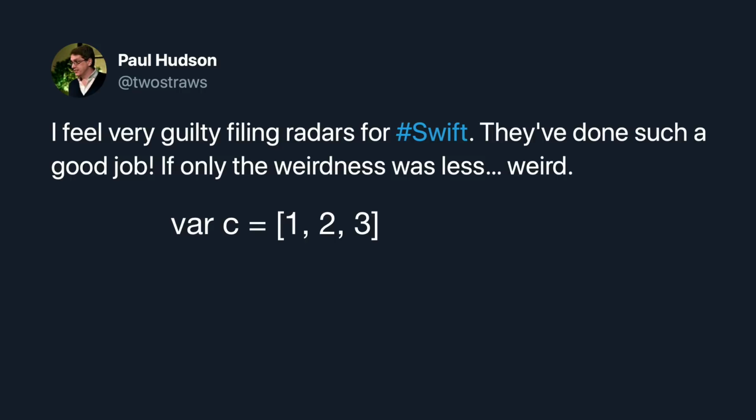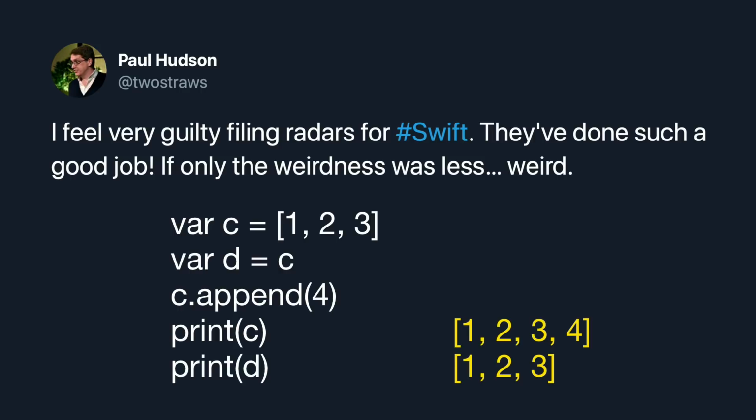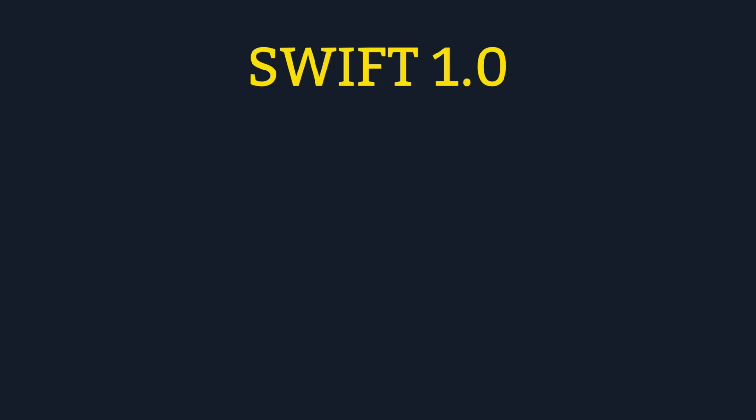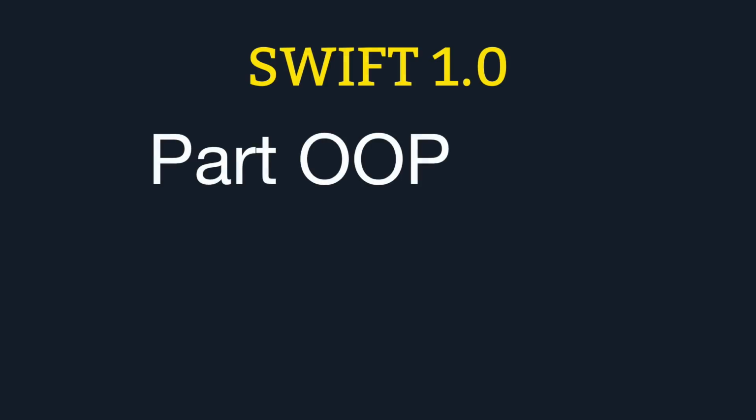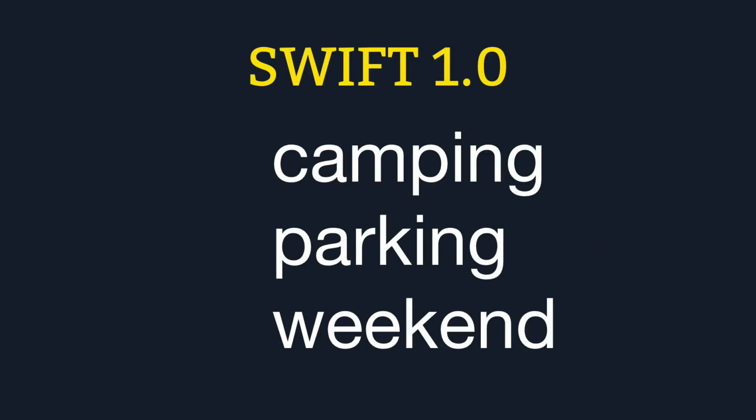Then we have code like this. var C equals 1, 2, 3, var D equals C, C.append 4, print C, 1, 2, 3, 4, print D, 1, 2, 3. So it would copy sometimes and not other times. It was weird and inconsistently weird. But even then, that early version showed the promise of what was to come. We finally had a language that was part OOP and part functional. We finally had things like map, which allowed us to take arrays of strings like this, camping, parking, weekend, and translate them into French in just one line of code.